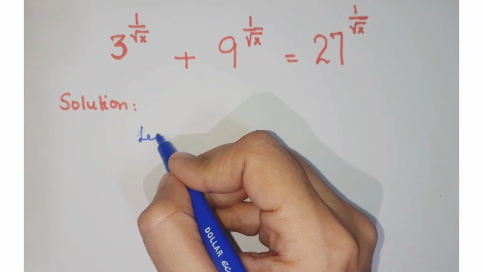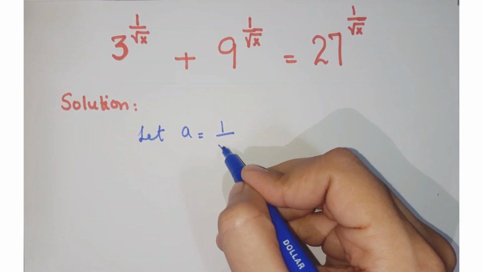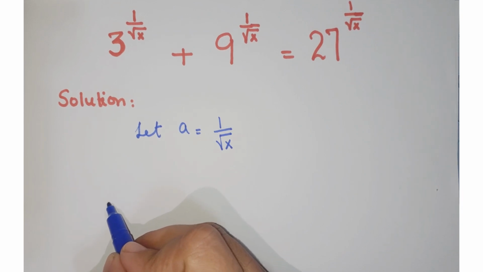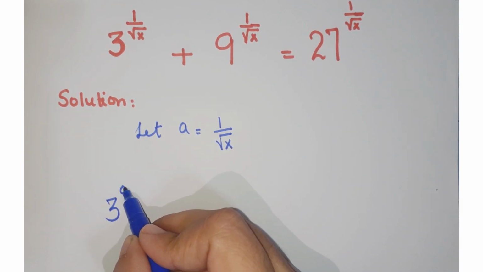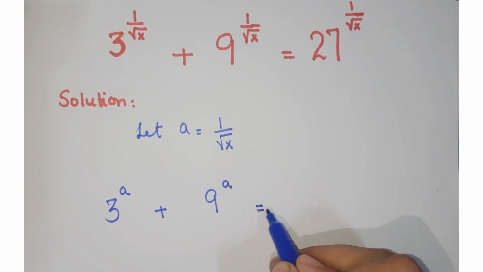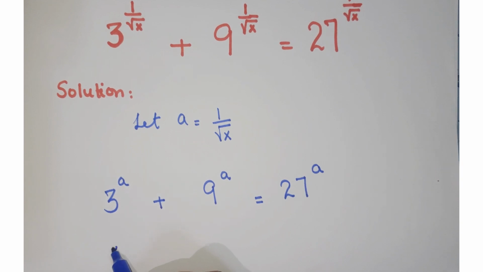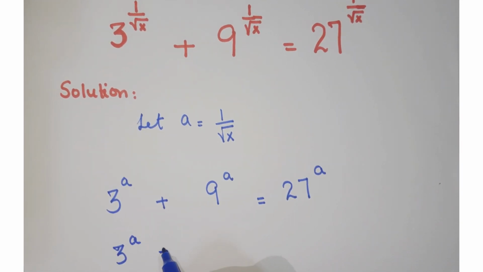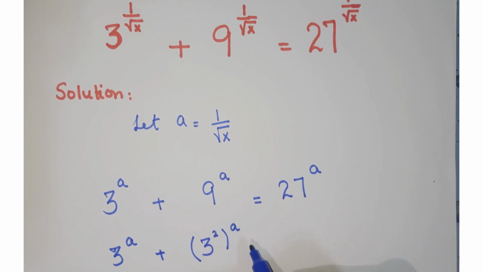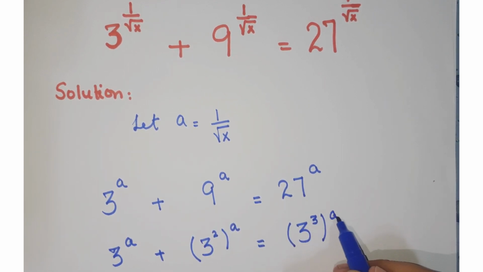First of all, assume a is equal to 1 upon under root x. Now put this value of a in this equation. You get 3 raised to the power a plus 9 raised to the power a is equal to 27 raised to the power a. Further, you can write 9 as a power of 3: (3 square) whole to the power a is equal to (3 to the power 3) whole to the power a.